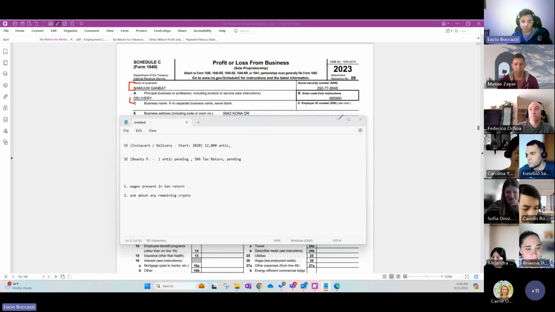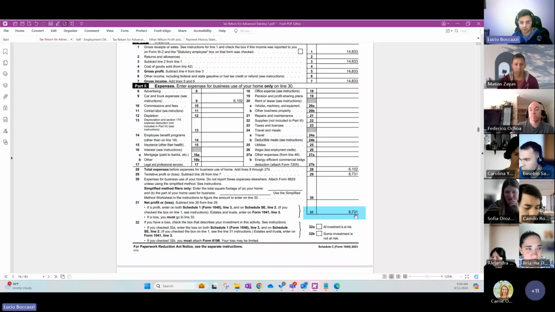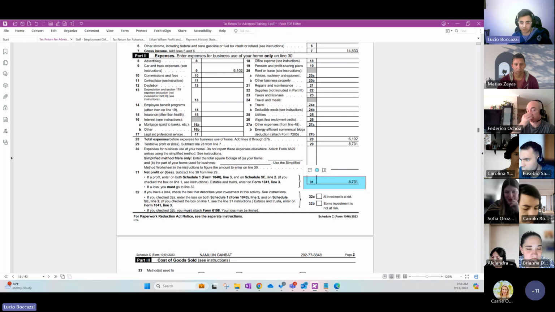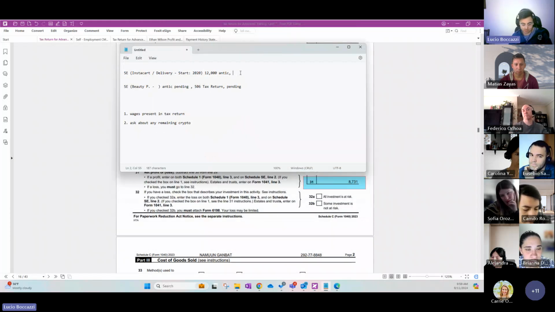So let's take a look at the amount. We said that line 31 is how much they actually made in 2023. So I'm going to throw that amount in my notes: 8731, tax return. And we don't have the verification date.